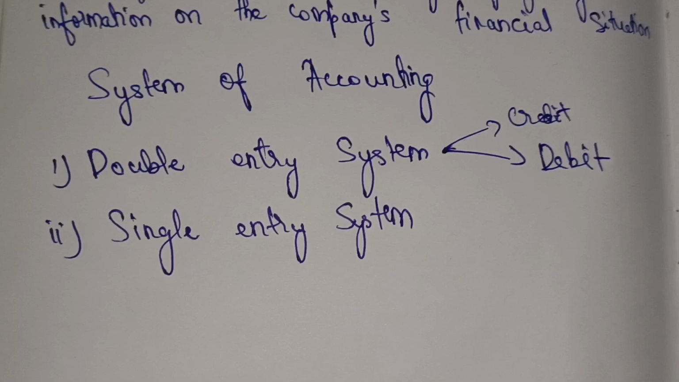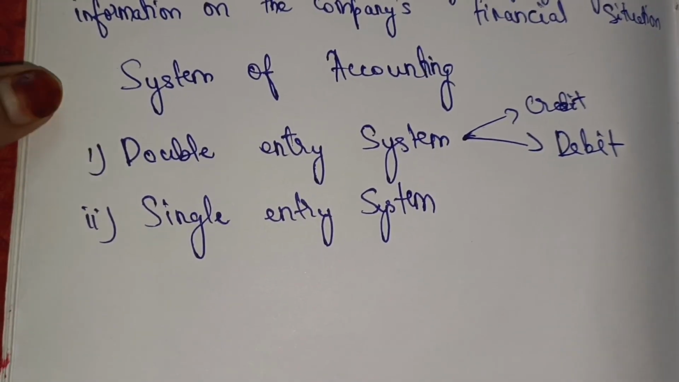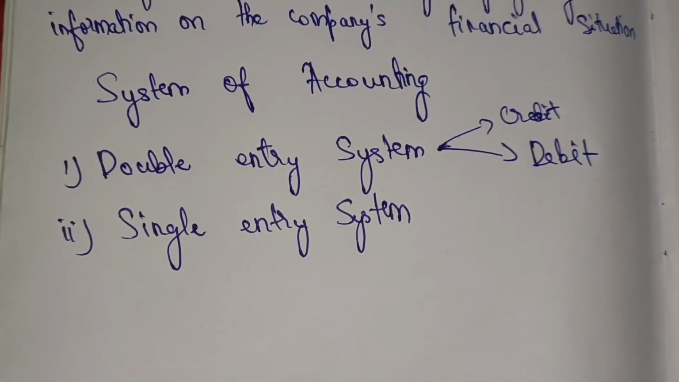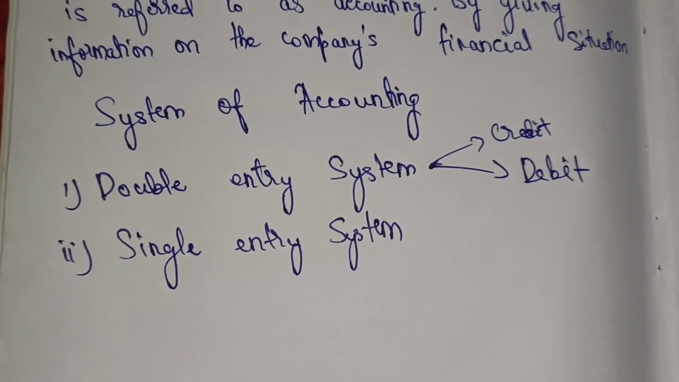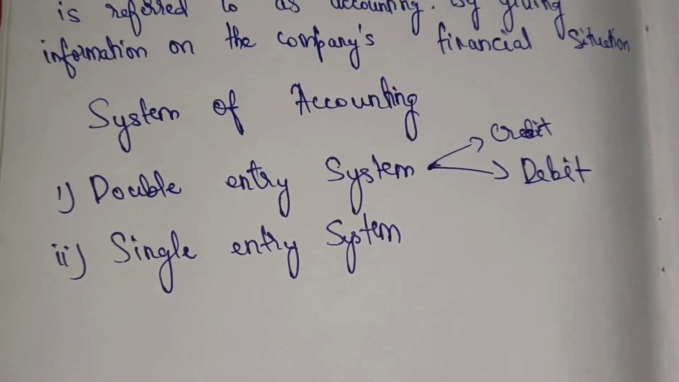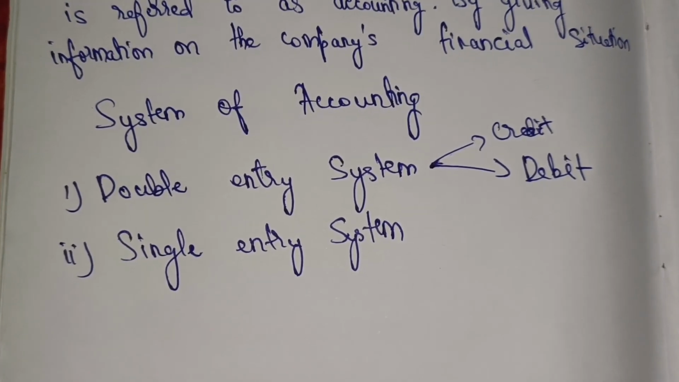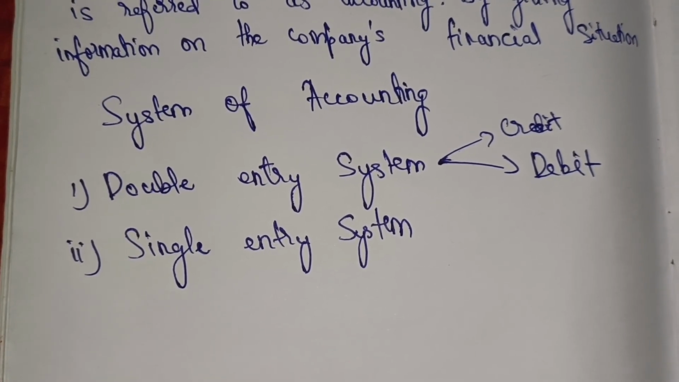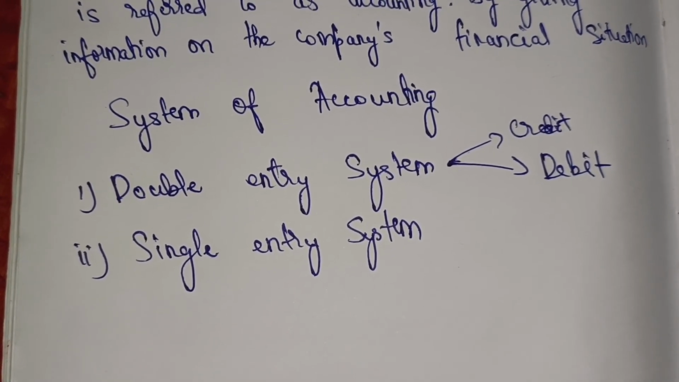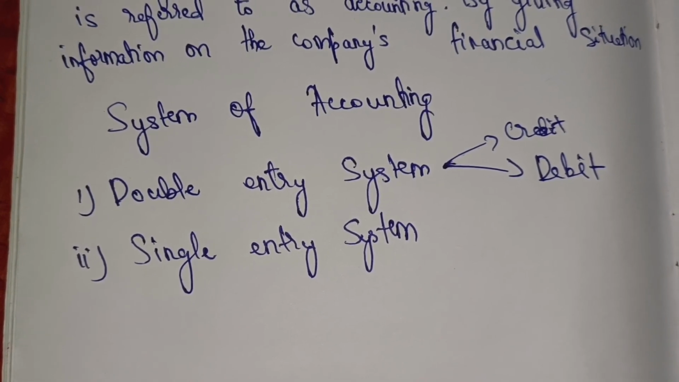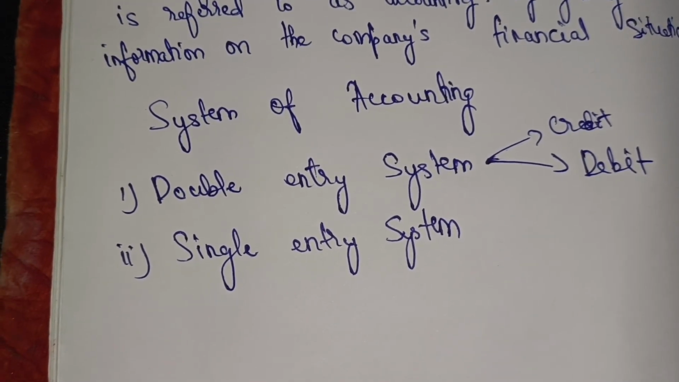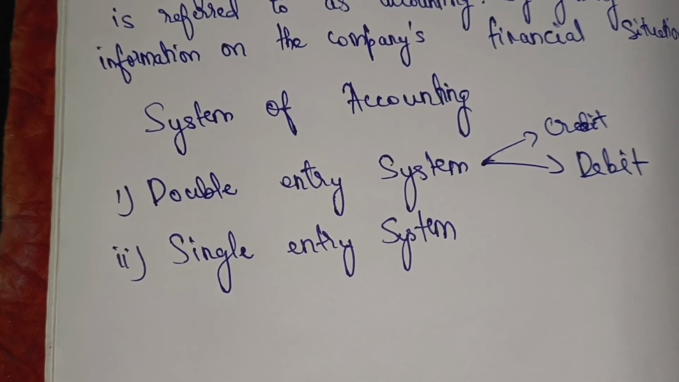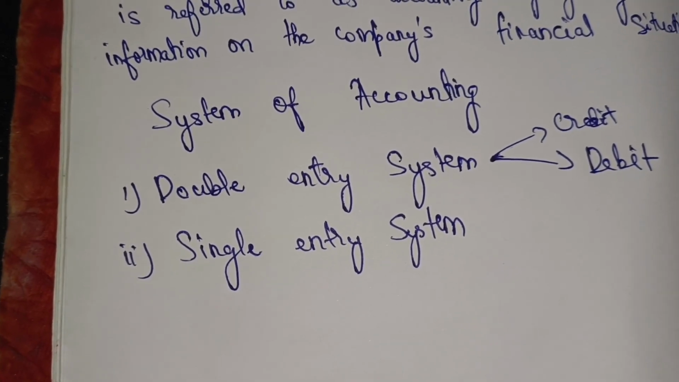Okay, so the next thing is the system of accounting. So here, as you can see, there are two systems of accounting. One is the double entry system and the other is the single entry system. So in the double entry system, every transaction consists of two parts. One is a debit and a credit of the same value. So both sides of the transaction are recognized and recorded by this accounting system. So at least there are two accounts involved and there should be no deviation from the accounting equation.